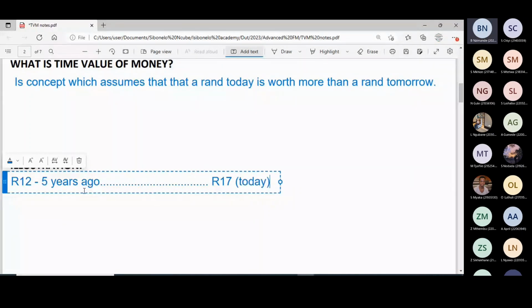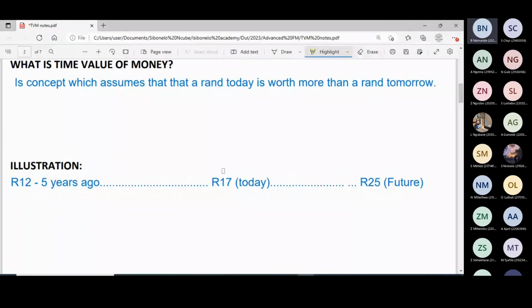And then let us make our own assumption. How much do you think the loaf of bread will be costing in the next 5 or 6 years? How much do you think you're going to need to afford a loaf of bread in the next 5 years? Guys, tell me what you think. Let's make it 22 rand, plus or minus 25 rand. Okay, let me take 25 rand. That is in the future, right? So today you need to have 17 rand to afford a loaf of bread. But in 5 years to come, you're going to need 25 rand to afford the very same loaf of bread.